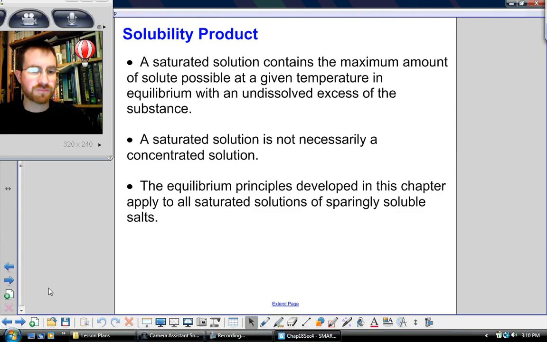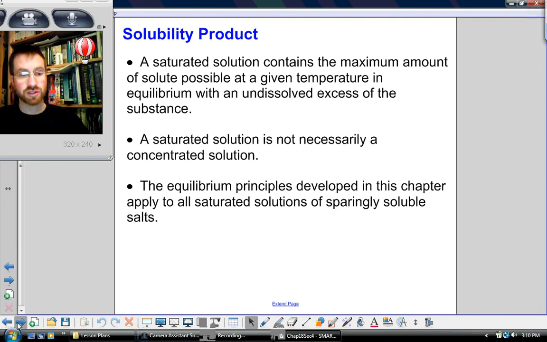Solubility product. A saturated solution contains the maximum amount of solute possible at a given temperature in equilibrium with an undissolved excess of the substance. A saturated solution is not necessarily a concentrated solution. The equilibrium principles developed in this chapter apply to all saturated solutions of sparingly soluble salts.